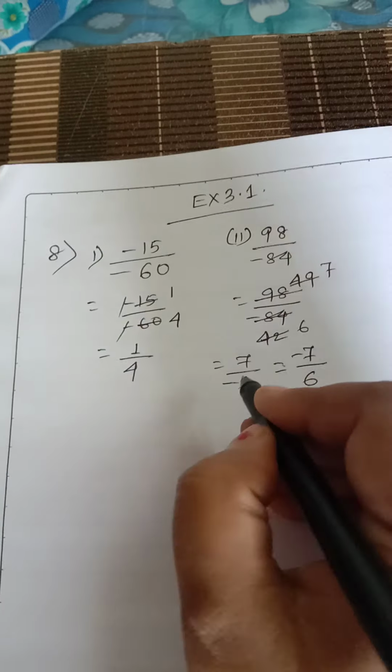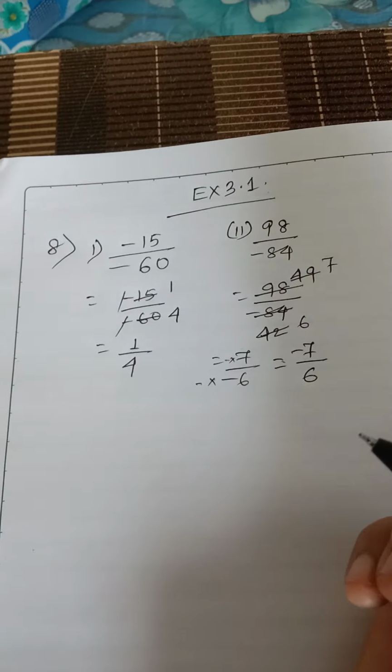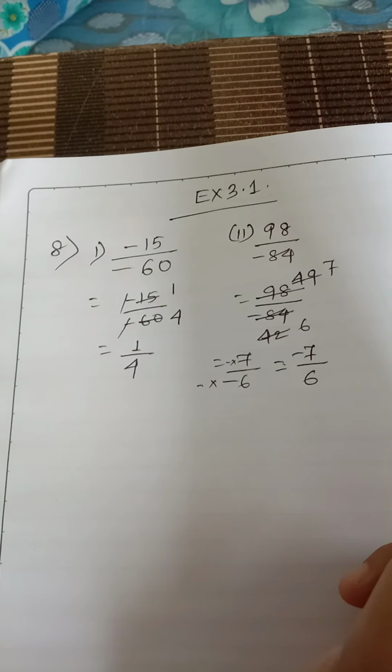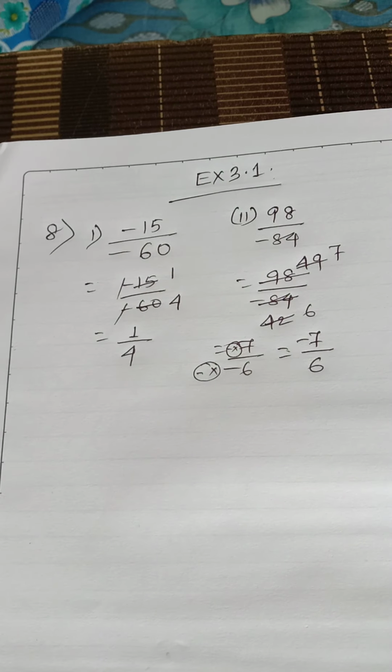You will ask, ma'am, how did we get that? So we have just multiplied one minus sign down and one minus sign up. This is called rationalizing the numbers. So we get minus 7 by 6. That you don't need to show. It is to make you understand that I have done it. Is it?